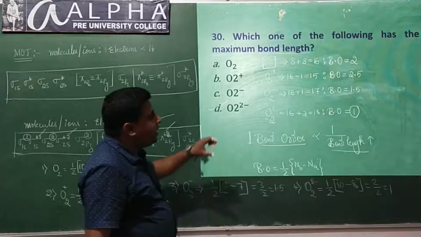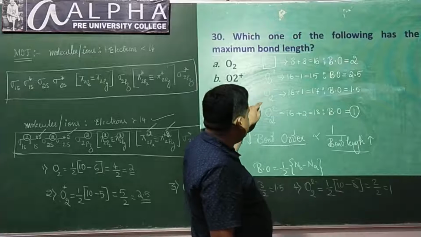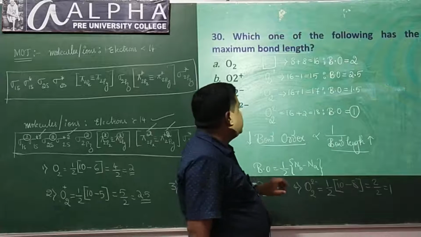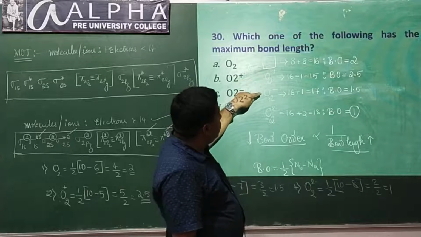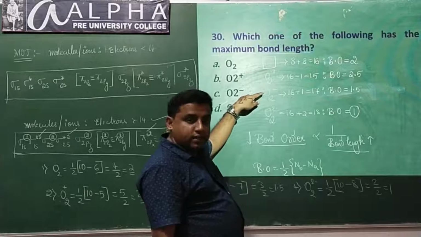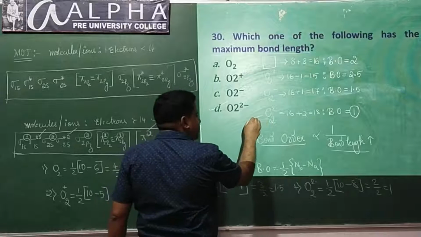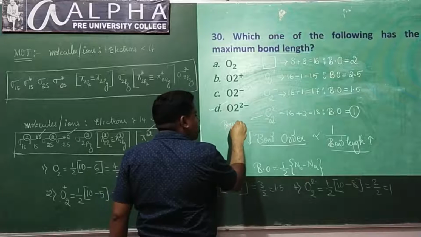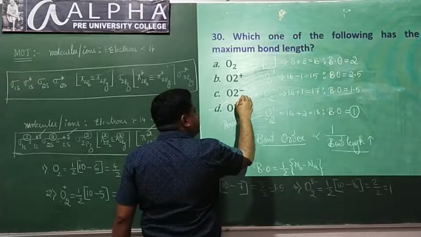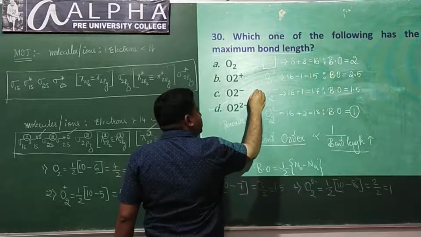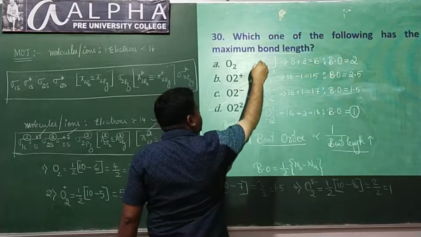Students, let us retain these bond orders of O2, O2 2 plus, O2 minus and O2 2 minus. This is called normal oxygen. This is called the oxonium ion. O2 minus is called superoxide. O2 2 minus is peroxide.